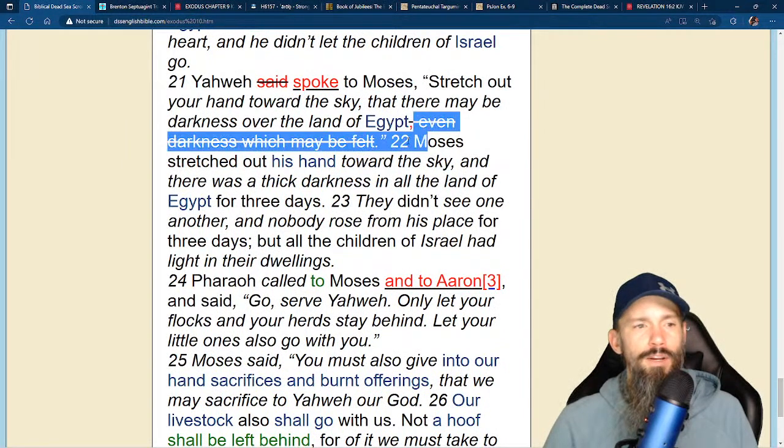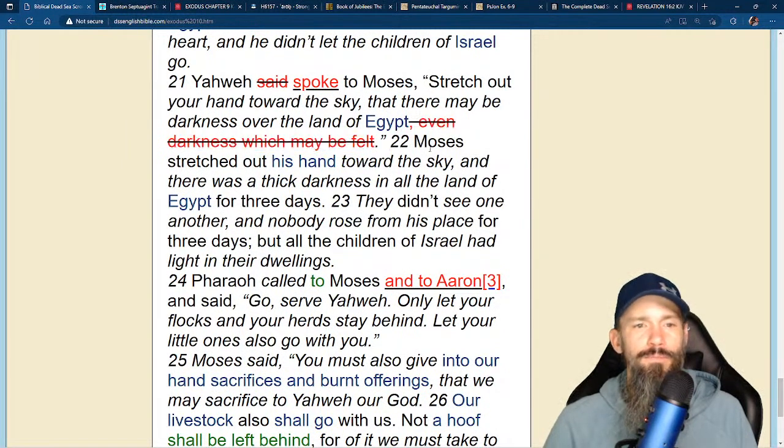And they've got marked out even darkness, which may be felt. Moses stretched out his hand toward the sky, and there was a thick darkness in all the land of Egypt for 3 days. They didn't see one another, and nobody rose from his place for 3 days, but all the children of Israel had light in their dwellings.